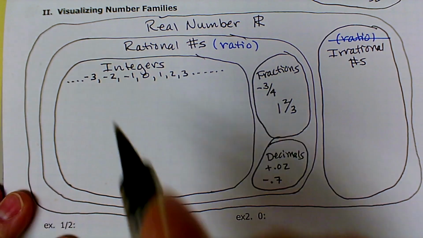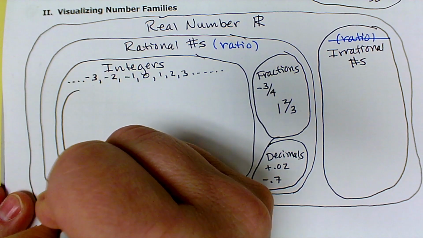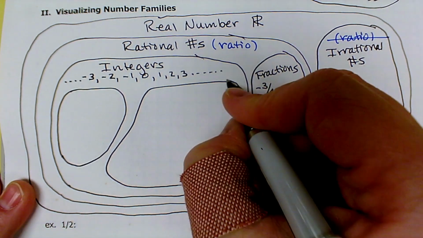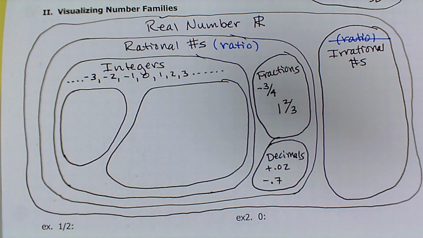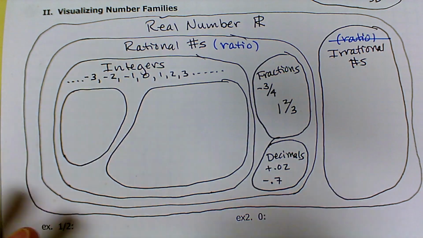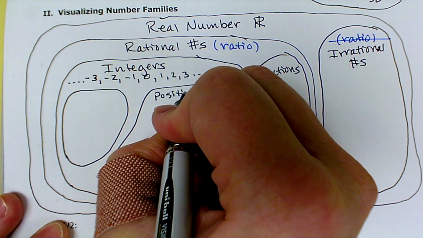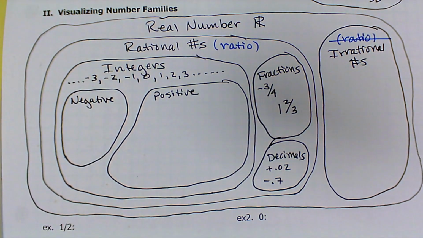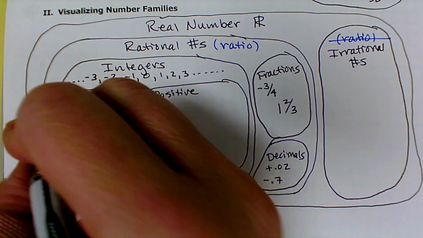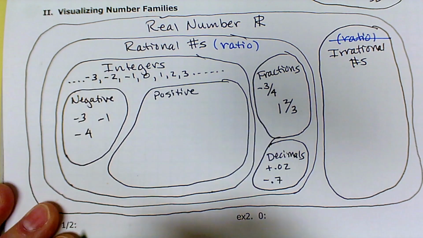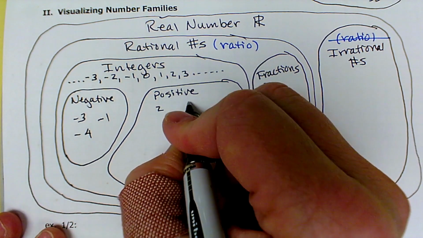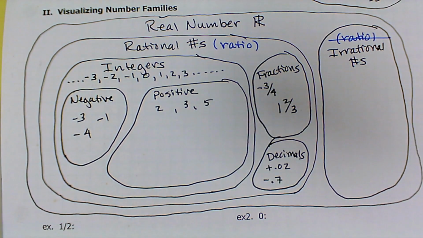So we can break integers into a small family and another family here. Integers can be positive and they can be negative. Negative numbers are obviously, you know, -3, -4, -1. Those are all negative integers. Positive integers, you know, 2, 3, 5, all the things to the right on the number line.